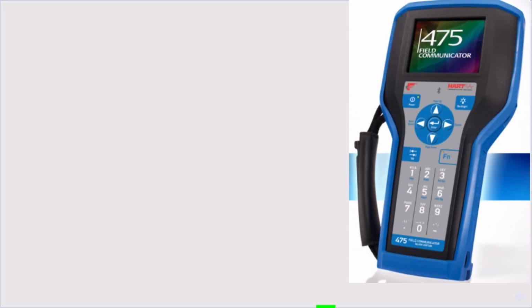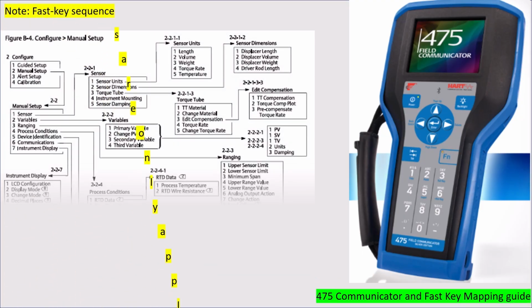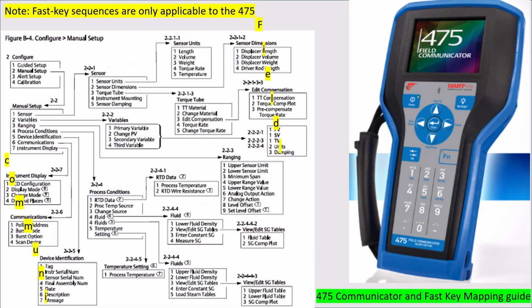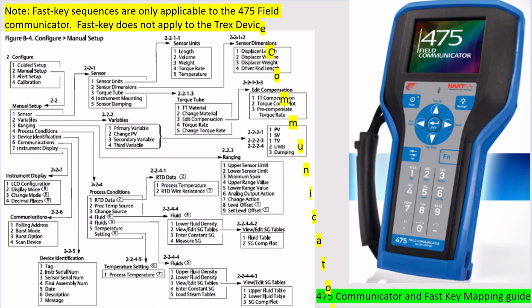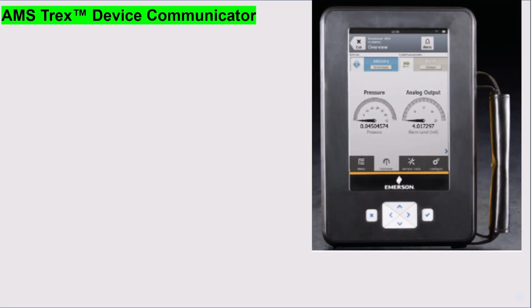This is the 475 communicator, and we're going to show you the FOSCI mapping guide, which is that big white diagram. Note the FOSCI sequences are only applicable to the 475 communicator. FOSCI does not apply to the Trex communicator. AMS Trex device communicator. That's what it looks like. That's from the bottom.